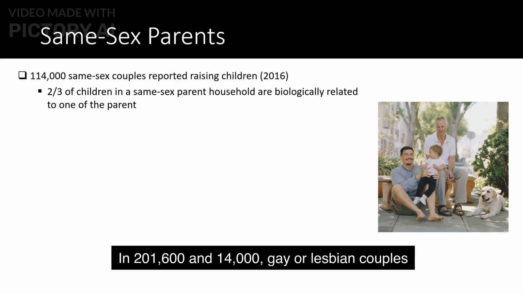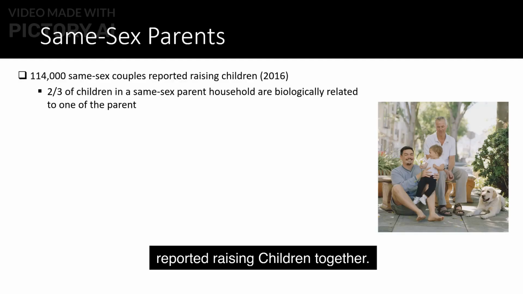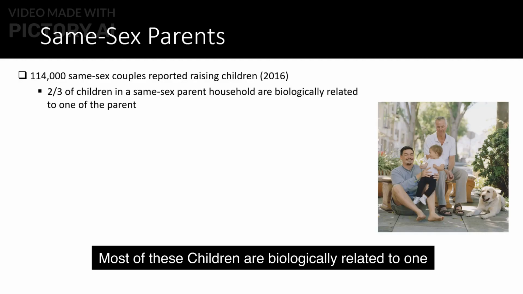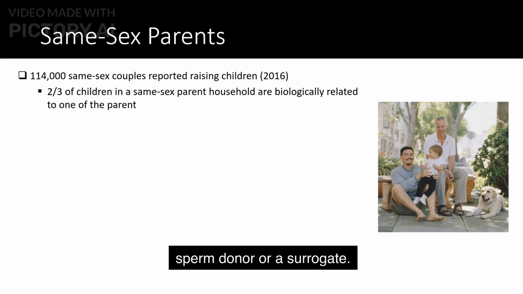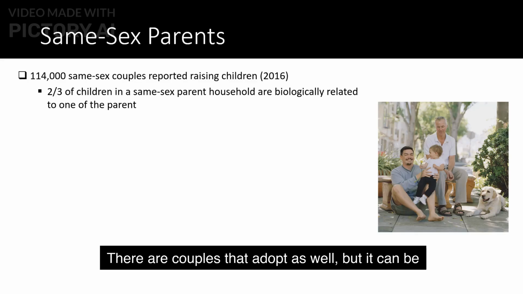In 2016, 114,000 gay or lesbian couples reported raising children together. Most of these children are biologically related to one of their parents, either from a previous relationship, a sperm donor, or a surrogate. There are couples that adopt as well, but it can be really difficult to do so.